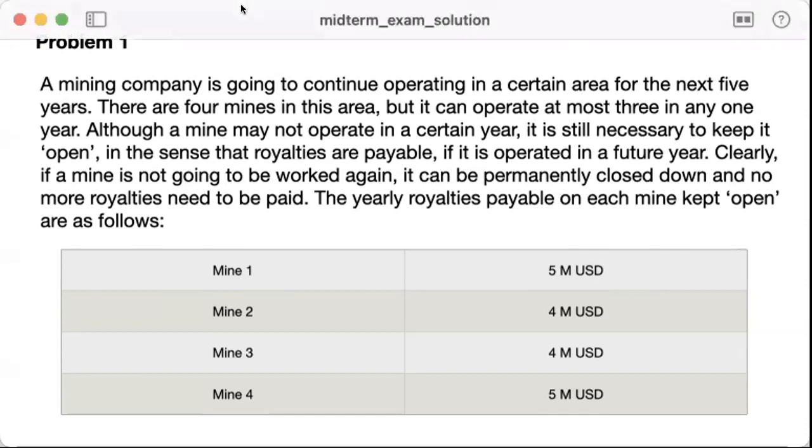So the first problem, apparently no one finished this problem completely. I think you still have the exam problem, right? So this is the solution.